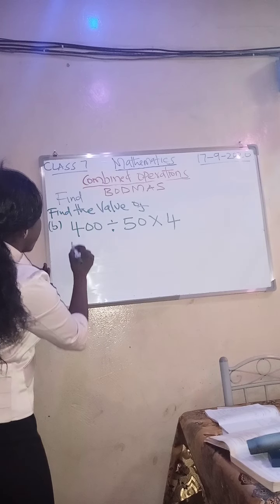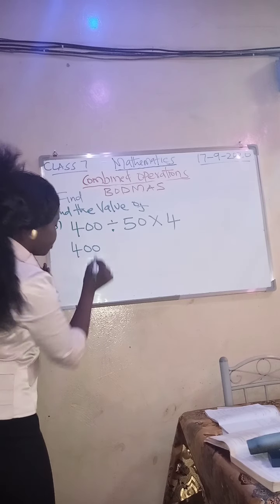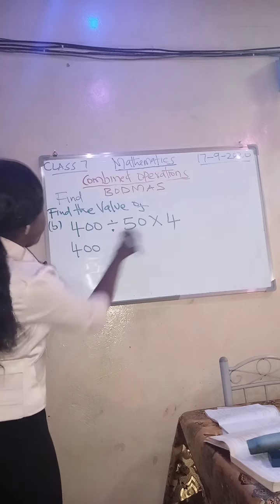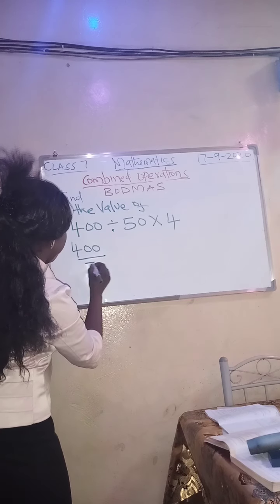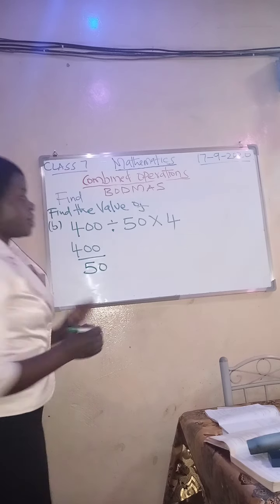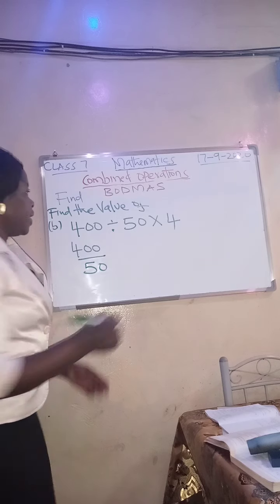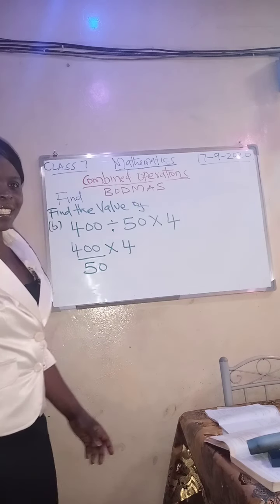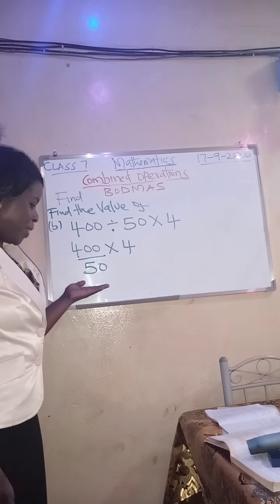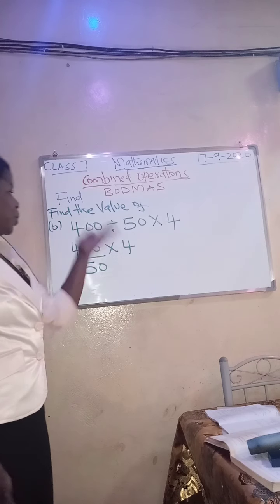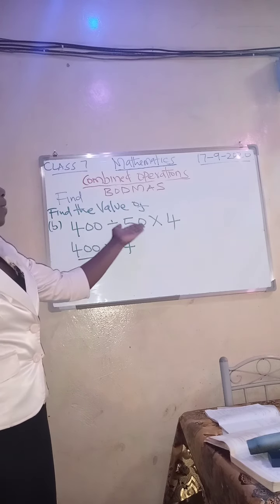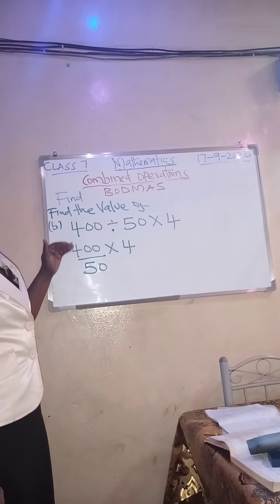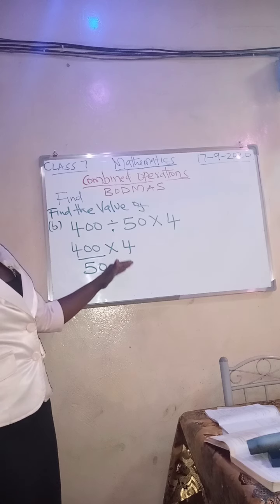So we bring down our 400. 400 divided by 50. I told you once you put 50 down here, it means divide by, okay? And we are going to multiply by 4. Are you seeing that? Yes? That is the order. That is how we are supposed to write it. So we have 400 divided by 50 times 4.